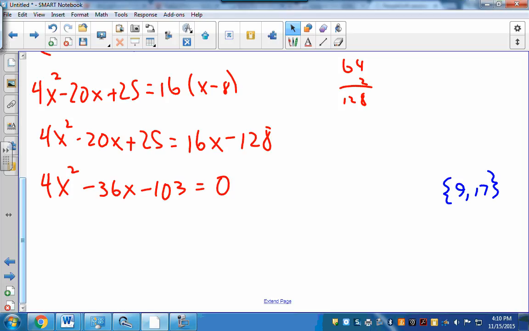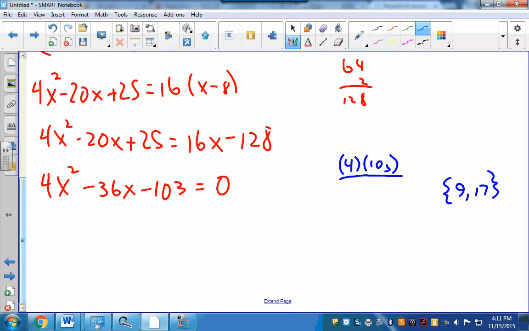Okay, so that looks, and then again, knowing the answers are 9 and 17, we can sort of play with this a little bit. Let's see, if I take 4 times 103, multiply those together, right? So that's negative 412, because this is a negative 103. And then I got to break up the negative 412, to give me a negative 36. Wow, this looks messy.